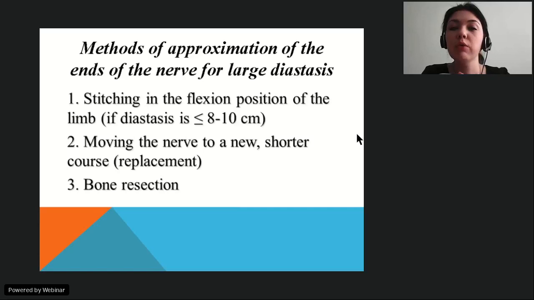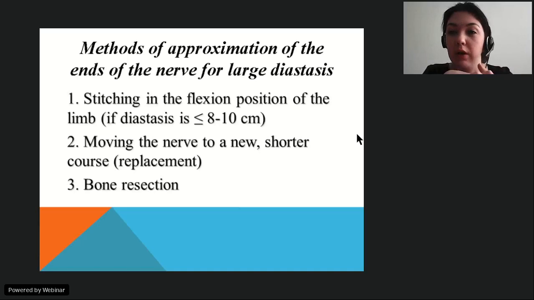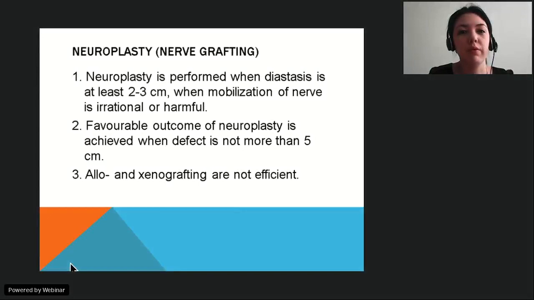Then bone resection. Certainly nowadays we do not use bone resection. It's a very smart way. For example, if there is a nerve and there is a big diastasis, we can take a long bone and perform resection of the bone, and the limb will be shorter, but we will be able to stitch the nerve. Such methods were used when nerve grafting was not so widely used, and now we have nerve grafting, and certainly we prefer this than to make a person an invalid till the end of his life.